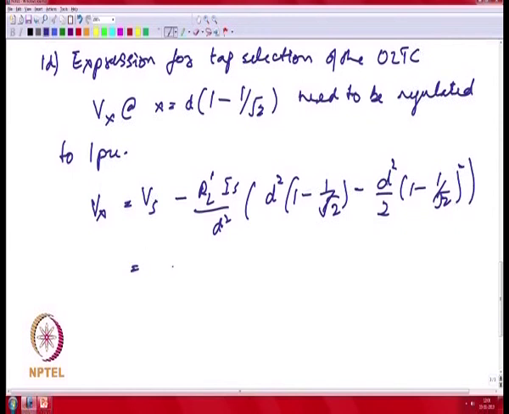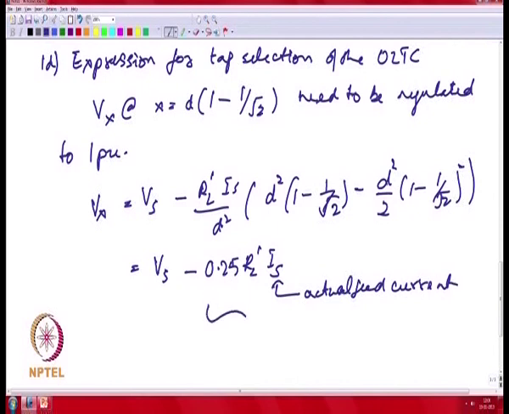So, this simplifies to Vs minus 0.25 RL prime Is. So, you look at the total current at the substation end. So, this is essentially your actual feeder current, and this term over here is essentially a voltage boost.